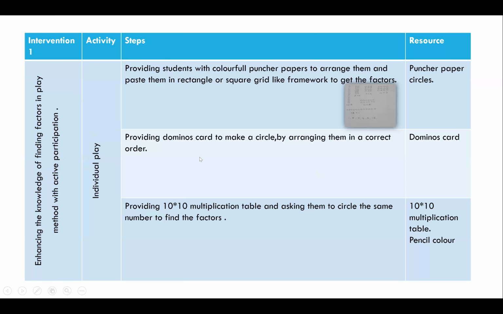The second one is providing domino cards to make them circle by arranging in correct order. And the third activity is providing them with a 10 by 10 multiplication table and asking them to circle the numbers to find the factors.